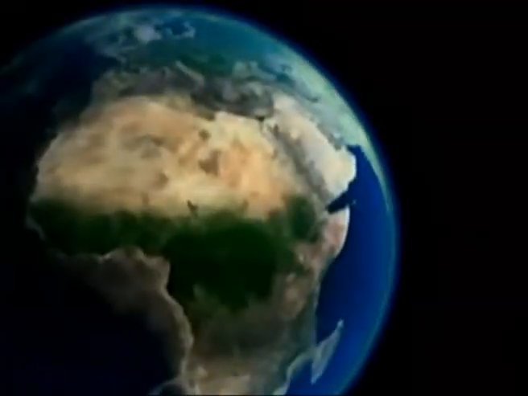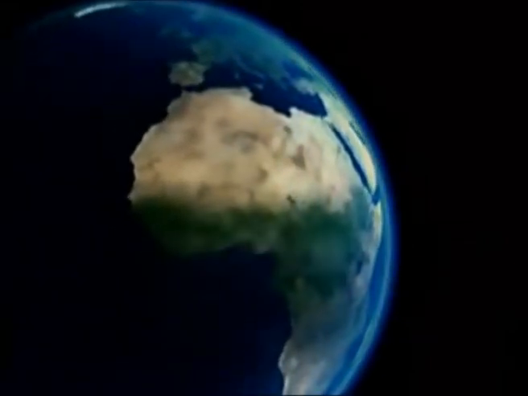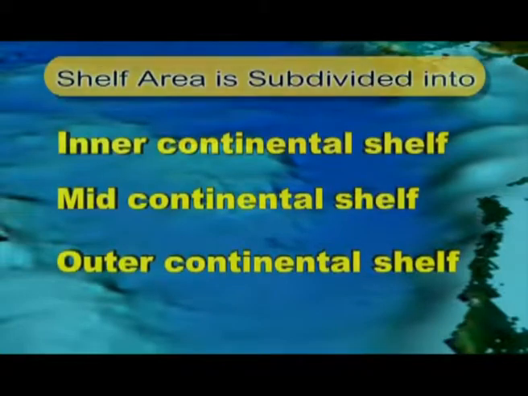Active continental margins are narrow, relatively steep shelves subjected to frequent earthquakes. Due to these tectonic disturbances, the sediments are moved down towards the slopes and the deep oceans. Passive continental margins are very wide and shallow shelves. They are often made of thick sedimentary deposits derived from the erosional actions of the neighboring continents. The shelf area is subdivided into three divisions as inner continental shelf, mid continental shelf and outer continental shelf.